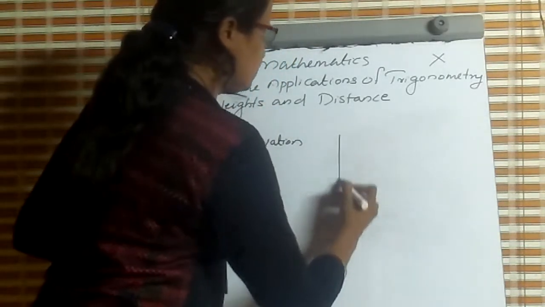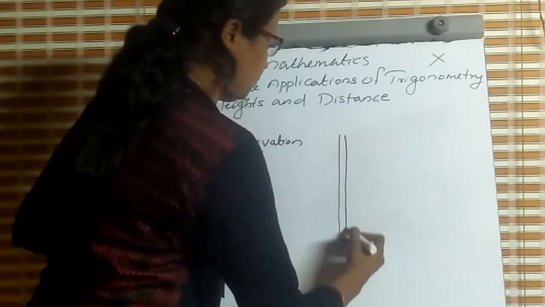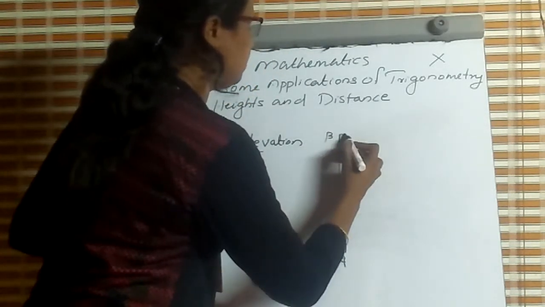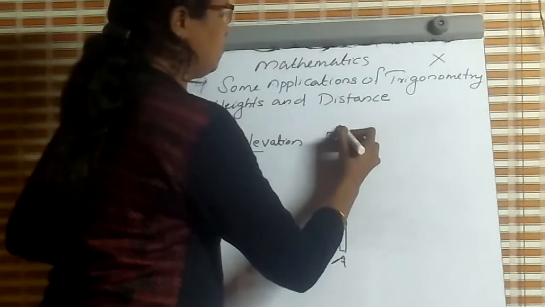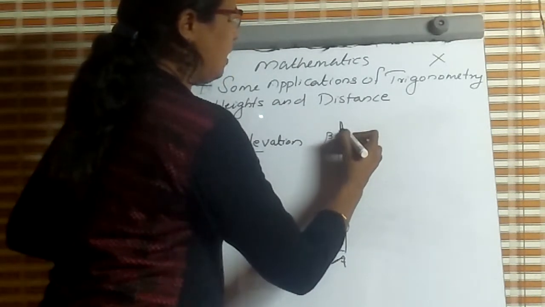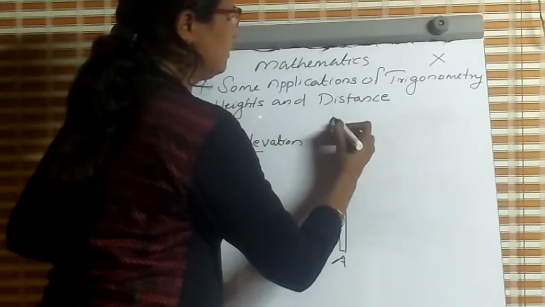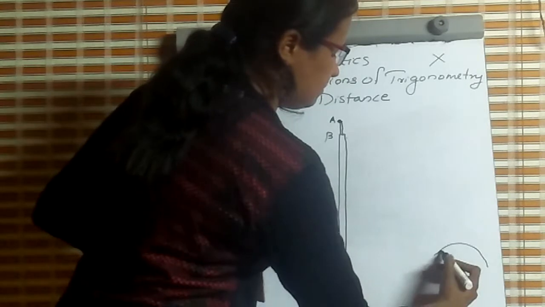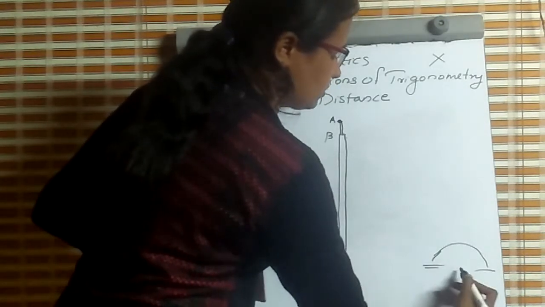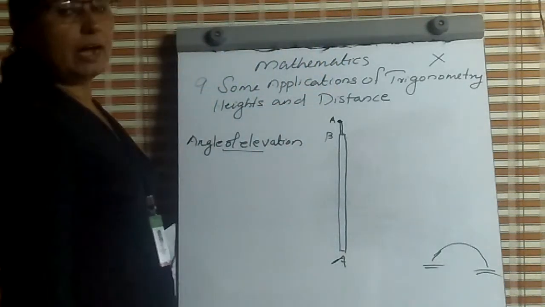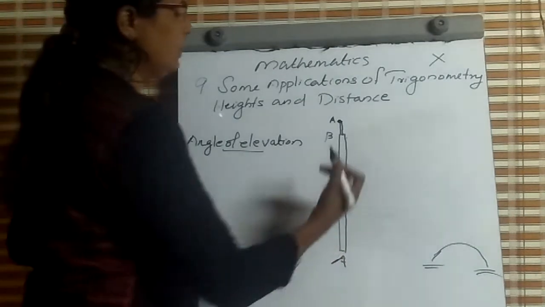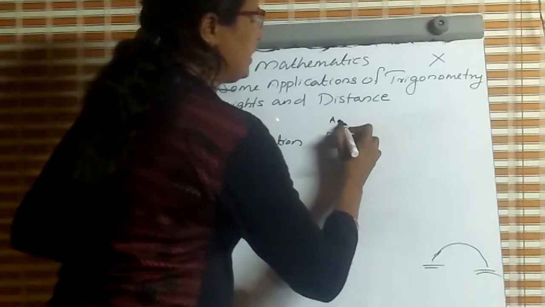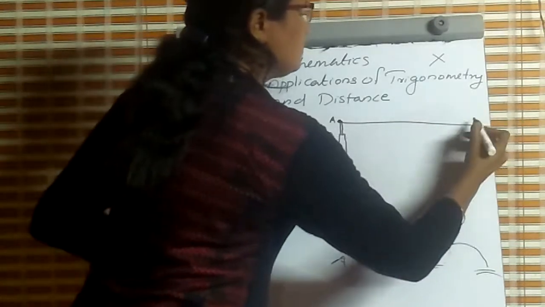Suppose a man is standing on the top of a building. AB is the building. A man is standing on the top of the building and his eye point is this point A. He observes a car parking on the ground. Here the eye point of the man is this point A. So one ray goes straight.